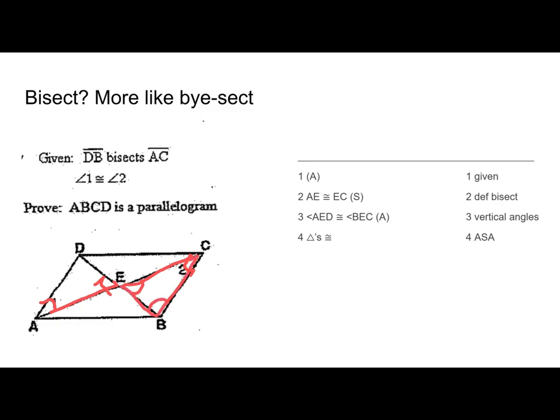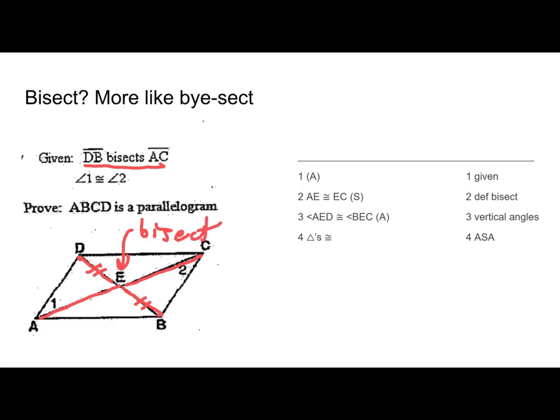What I want you to think about here is one of our proofs that we could do is the double bisection. We already have one of them. I think the easiest thing here would be to prove that these two, DE and EB, are congruent, because then we already know that this is a bisection. If these two are congruent, then that would also be a bisection.